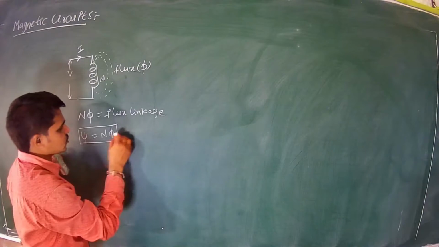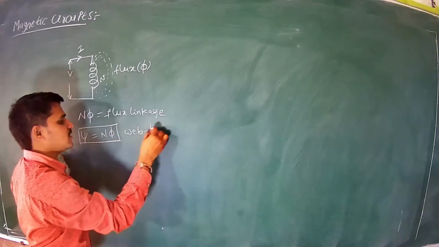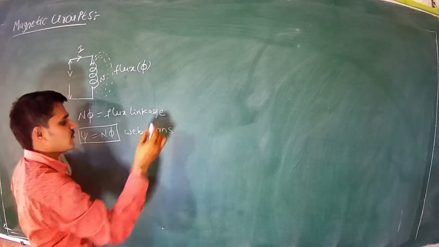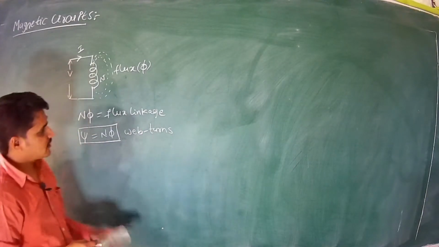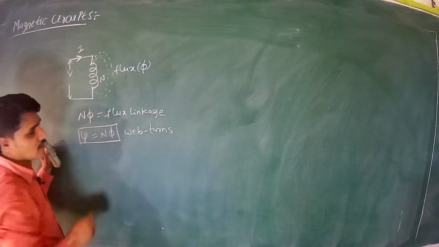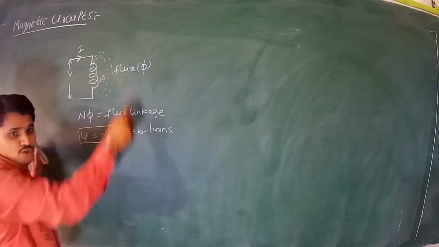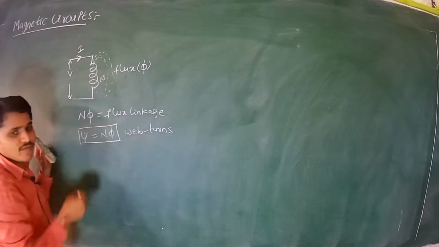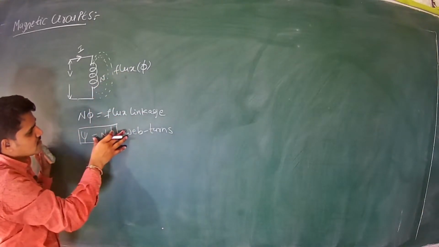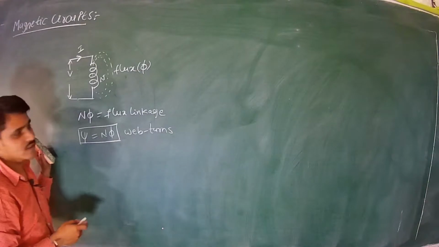So what are the units? Flux is measured in Webers, and we have the number of turns. Therefore, Weber turns. Whenever you allow current into any conductor, flux is produced, and this flux linking with the number of turns is called flux linkage. It is denoted by psi, with units of Weber turns.